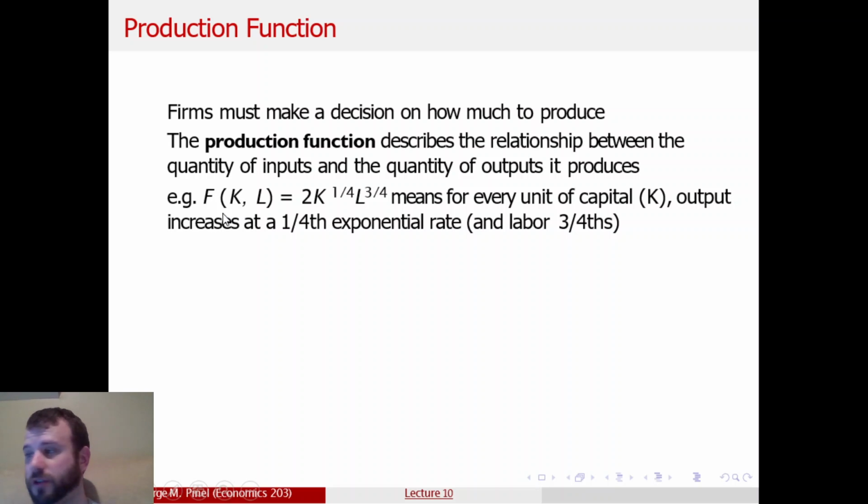So you have a function, right? It's some math. F is your function. It's your unit of output as a function of capital and labor, which are your two input variables. Okay. And depending on the value of K and the value of L, you're going to get a value of F, which will tell you how many units you're able to produce.